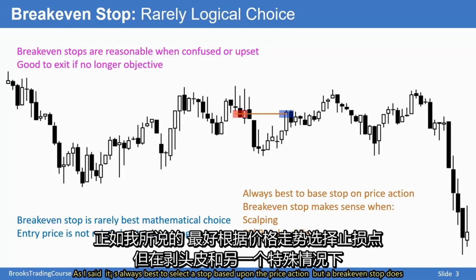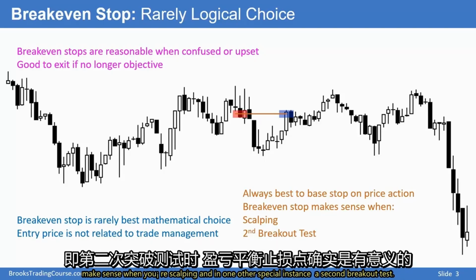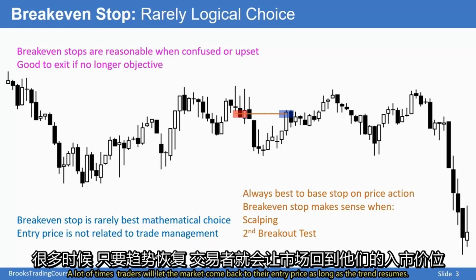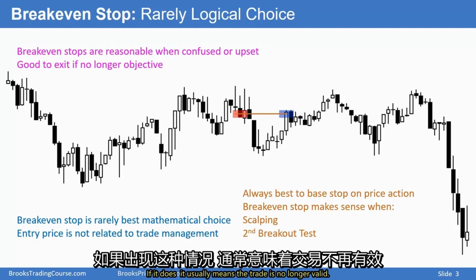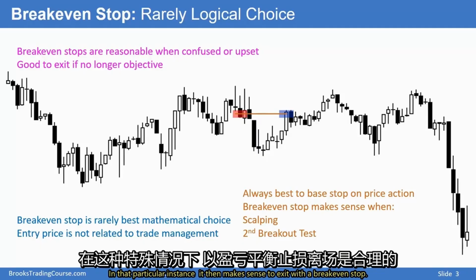As I said, it's always best to select a stop based upon the price action, but a break-even stop does make sense when you're scalping, and in one other special instance, a second breakout test. A lot of times, traders will let the market come back to their entry price as long as the trend resumes, but they do not want the market to come back to their entry price a second time. If it does, it usually means the trade is no longer valid. In that particular instance, it then makes sense to exit with a break-even stop.